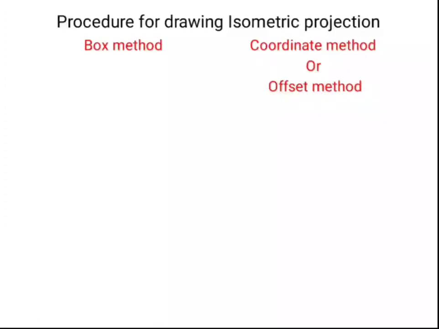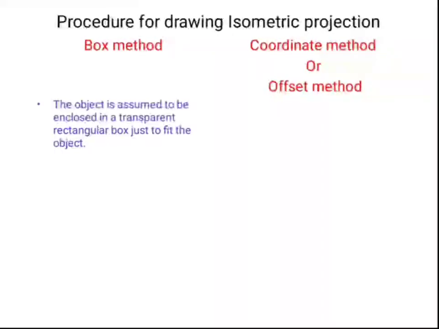For drawing isometric projection or isometric view, there are two methods. One is box method and the other is coordinate method or offset method. We have the freedom of using any one of the methods, or a combination of box method and coordinate method, whatever it may be. In the box method, the object is assumed to be enclosed in a transparent rectangular box just to fit the object.